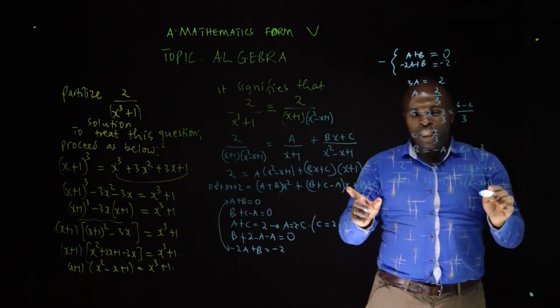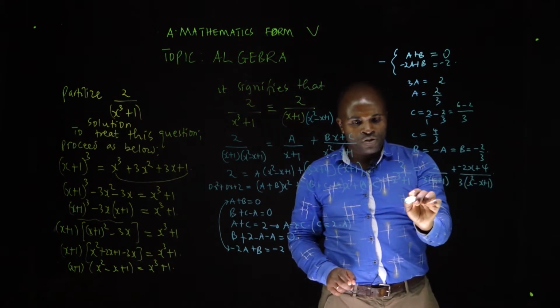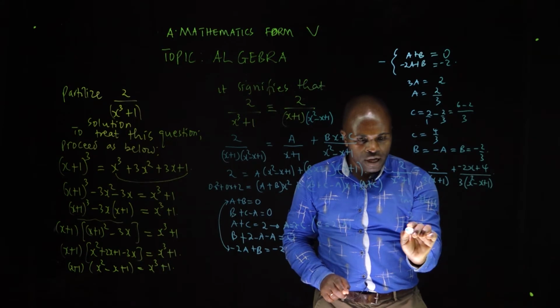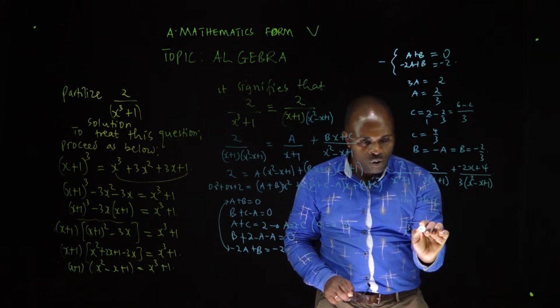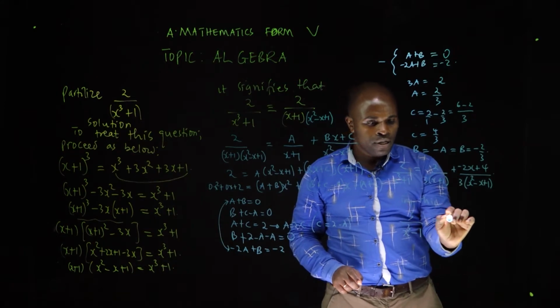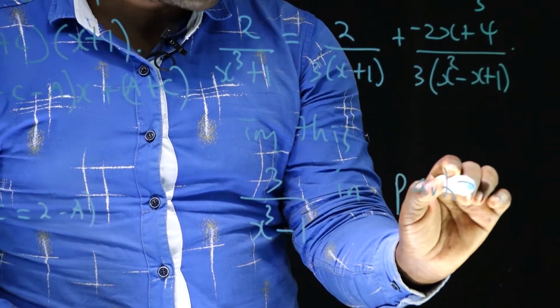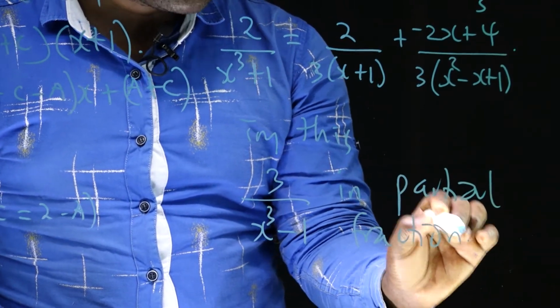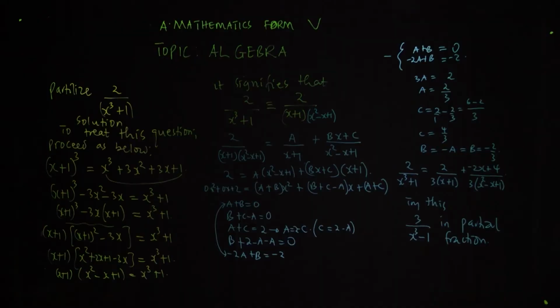And then you will be using the same trick. I can say try this: 3 over x cubed minus 1. Partialize this. Express this in partial fractions. Okay. Thank you very much.